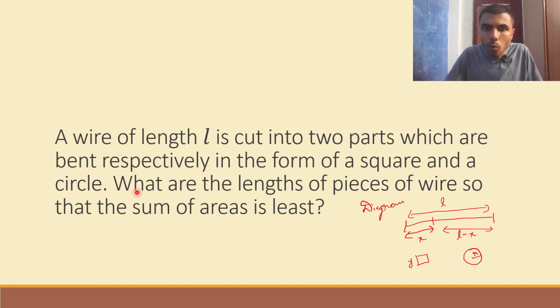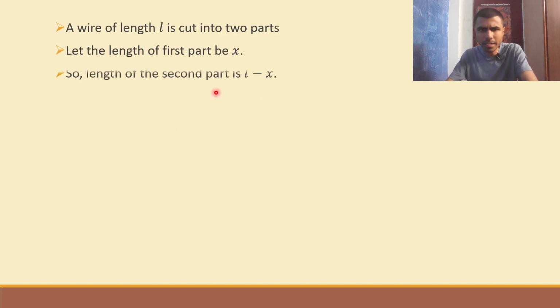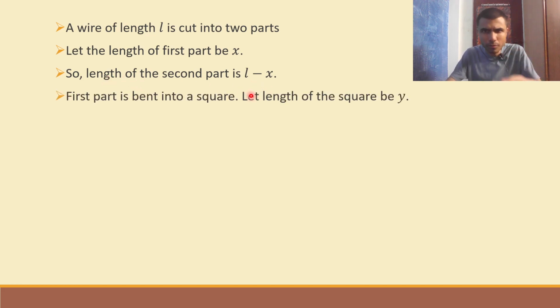Now next, what are the lengths of the pieces of wire so that the sum of areas is least? So we'll define a function area, which is nothing but the sum of the areas of the square and this circle. Whatever I told you in words: a wire of length L is cut into two parts, let the length of the first part be x, the second part is L minus x. The first part is bent into a square. Let the length of the side of the square be y. Sorry for that, some mistakes happen.